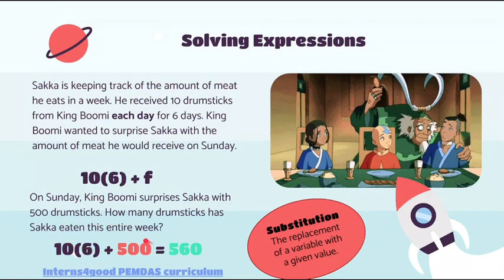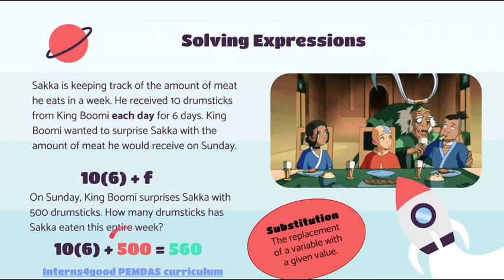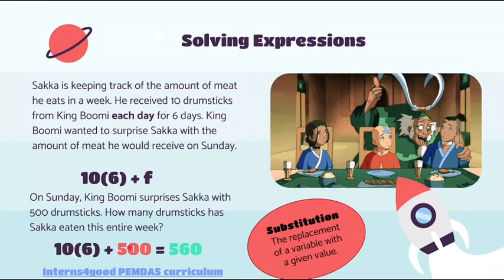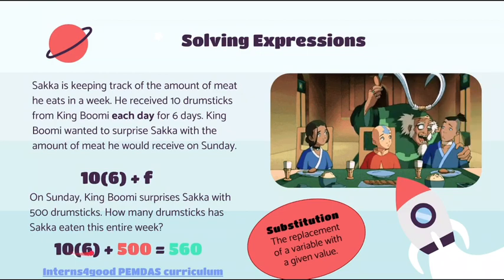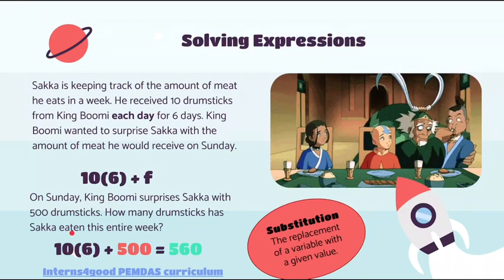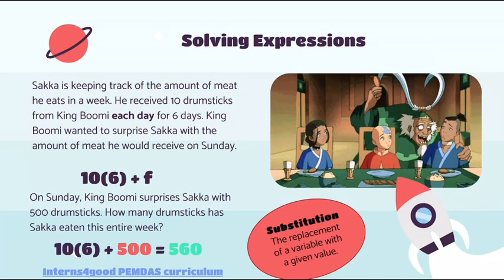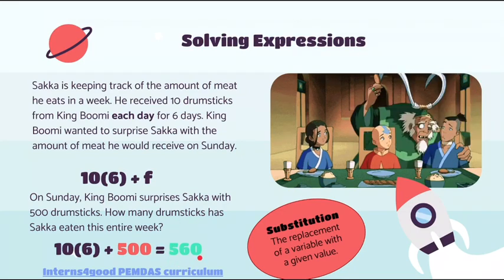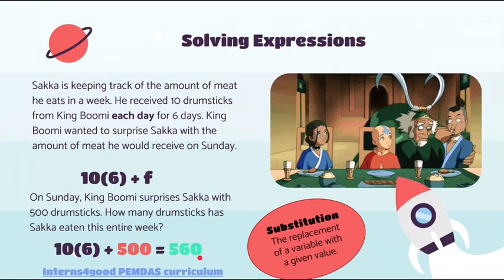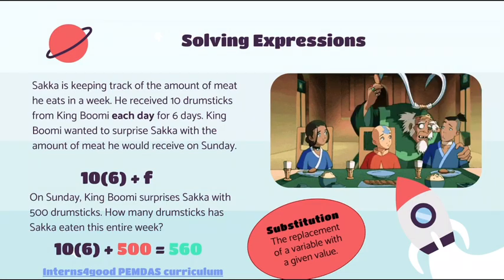In this, you can see that we have replaced the f with 500, and after using the process of PEMDAS, 10 times 6 is 60 plus 500, which gives us the answer of 560, meaning that Sokka has eaten 560 drumsticks this week.